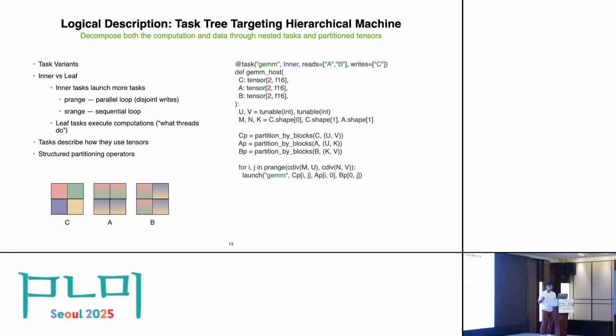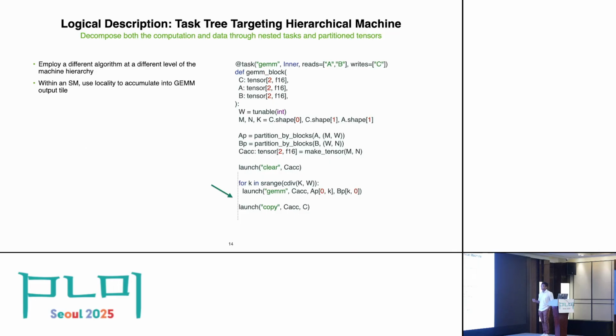So putting it together, what does this program do? Well, at the host level of my GEMM, what I want to do is break up my output matrix into tiles, construct panels of A and B that each tile needs, and then launch a bunch of parallel work, where each subtask is going to compute one of those output tiles of C.